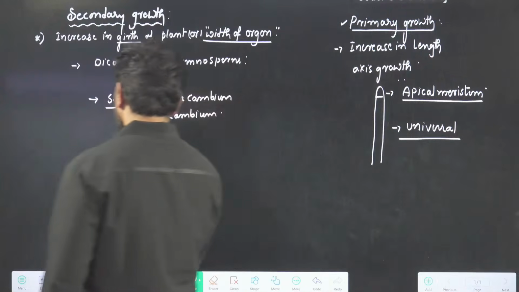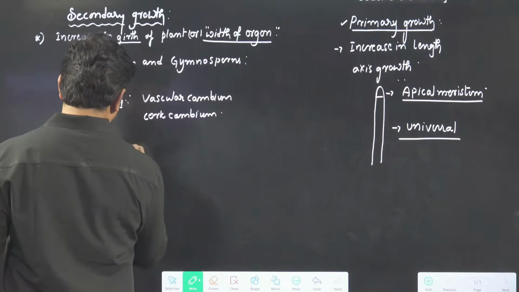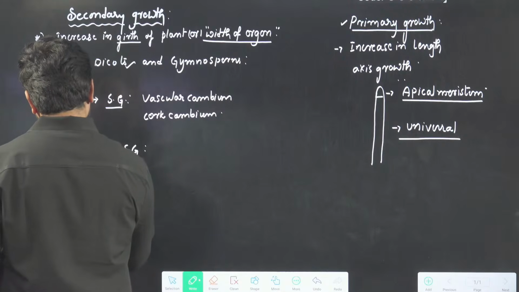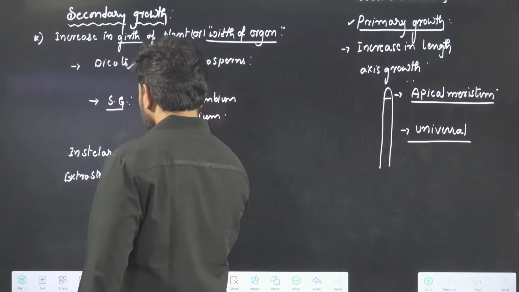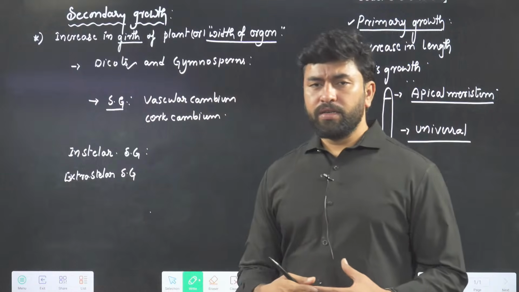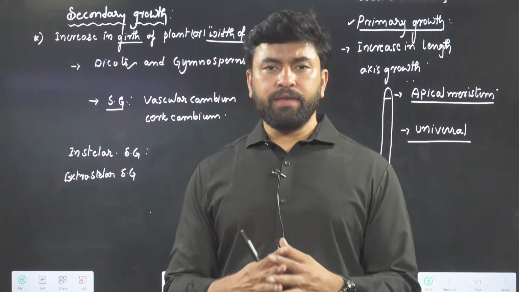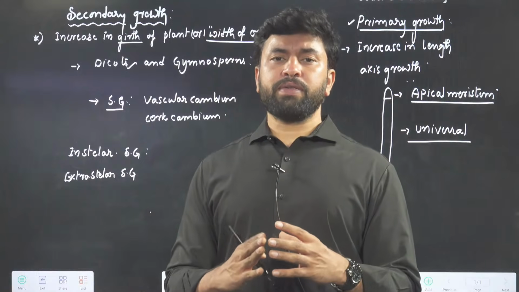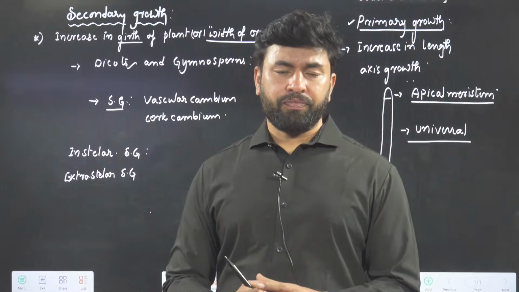One is called intrastellar secondary growth, and the other is extrastellar secondary growth. I think you might be having an idea what is a stele. Stele indicates all the tissues that are present inside the endodermis. The tissues that are present exterior to the endodermis are known as the extrastellar area.